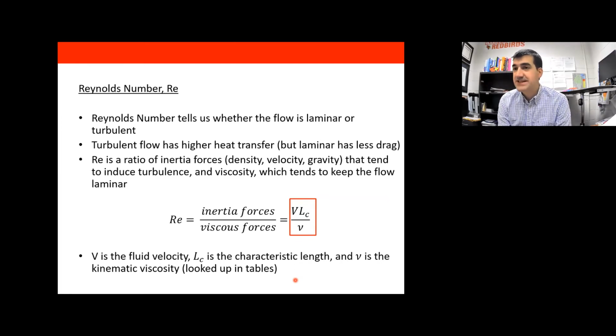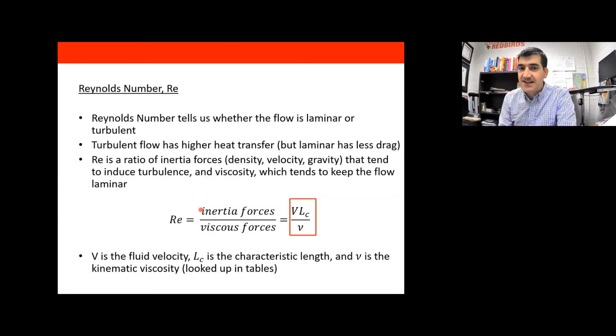What Reynolds number really is, it's a ratio of things, in the same way that Prandtl number was a ratio of things. The Reynolds number is a ratio of what we call inertia forces. Some examples of that are density and velocity and gravity. And these things all tend to try to make the flow turbulent. In other words, if the velocity of the flow is really high, like if you're making this fluid flow at a really high velocity, it's more likely to become turbulent, have lots of mixing.